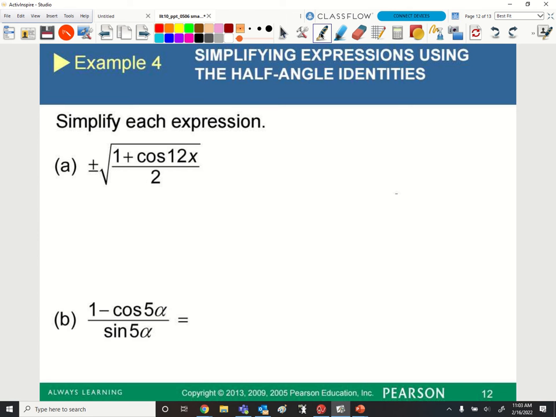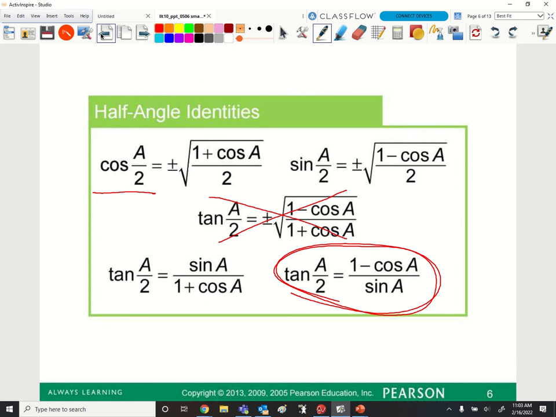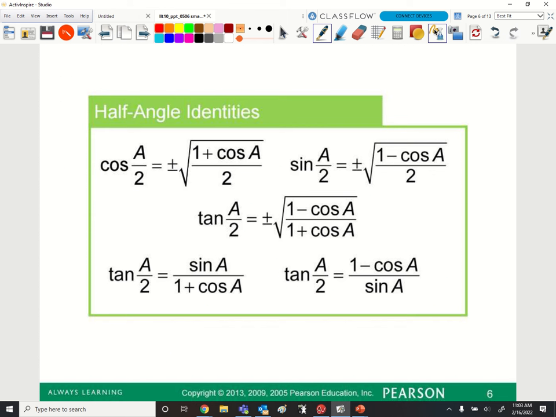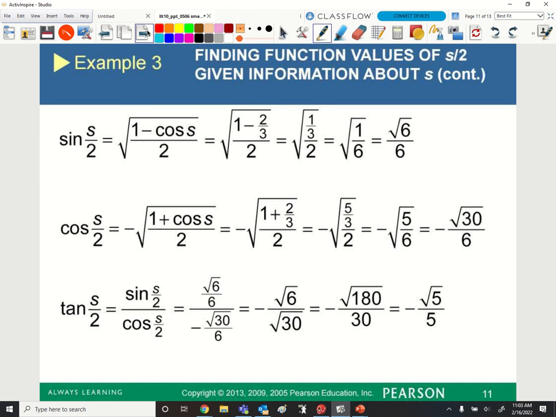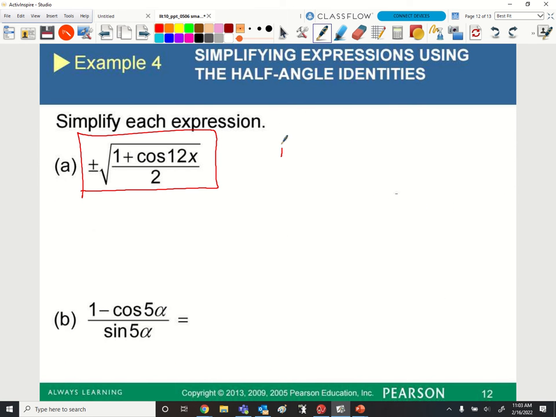Simplify each expression. So what this is, I'm going to match this to one of my formulas. One of my formulas looks just like this. Let's go back and find my formula sheet. So 1 plus cosine A all over 2. So which one's that going to be? The first one. That's going to be cosine of A divided by 2. Yes? Cosine of A divided by 2.